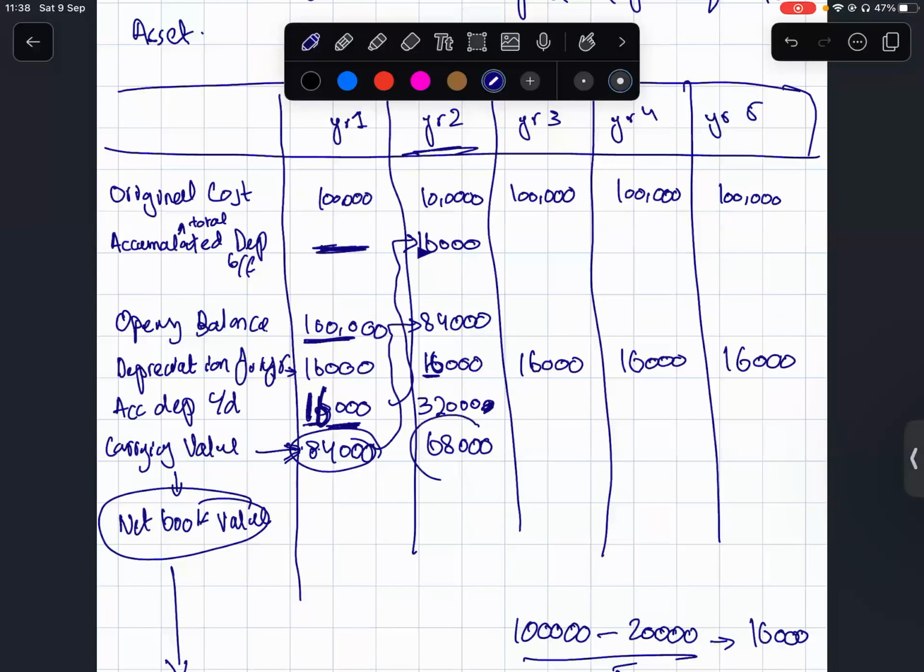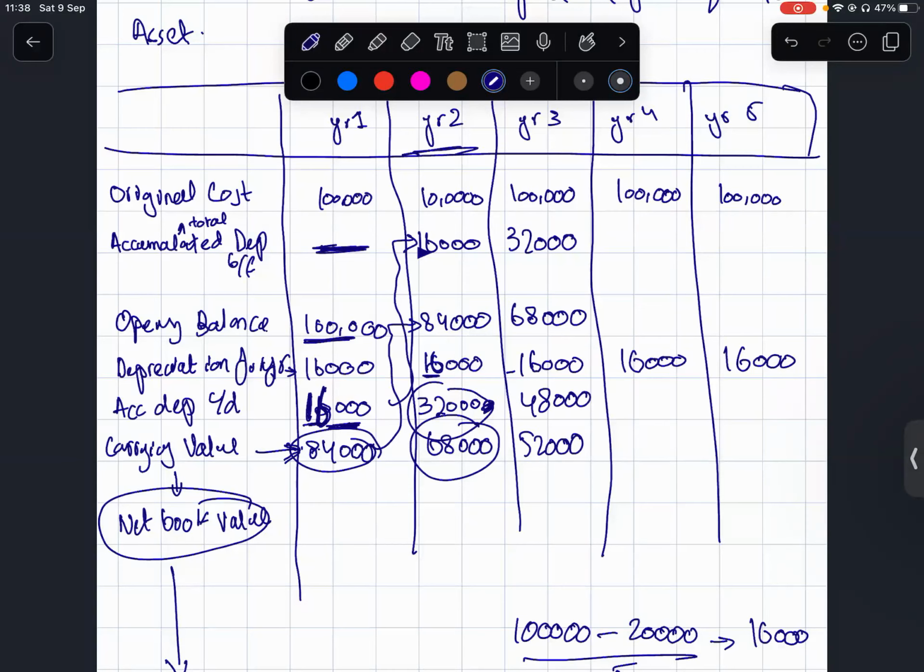Now again, the 68,000 will become the opening. The 32,000 accumulated depreciation closing for year two will be opening for year three. The closing carrying value for year two will be the opening for year three. And then again, when we subtract 16,000 for this year's depreciation from 68,000, we get 52,000, which will be the carrying value. Now 32,000 plus 16,000, 48,000, will come here.